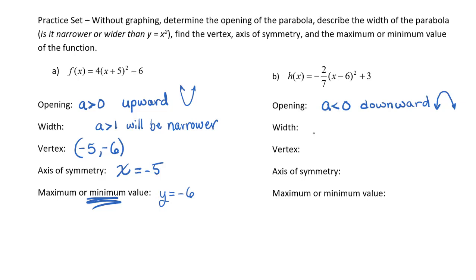The width of this function is based on the value of a. Since a is between negative 1 and 0, we could also say that the absolute value of a is between 0 and 1. This means that our width is wider.